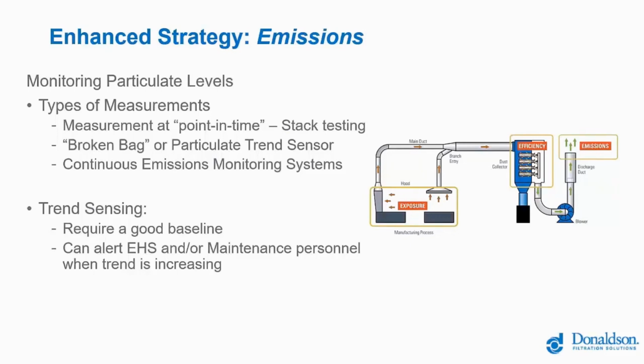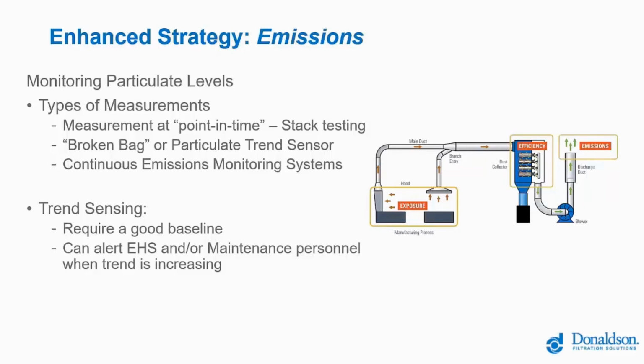There are sensors that can be installed and read in real time. One is typically called a broken bag. A broken bag is usually going to tell you if your emissions level is good or bad. It will give you an alert when it's gone up significantly from the baseline. A particulate trend is a little bit different, that's actually giving you an actual trend showing if your emissions are going up and down in real time. The Cadillac really of the system is the continuous emissions monitoring systems. These are more complex systems that are specially designed for monitoring emissions where you really have to tightly control what's coming out of that stack.